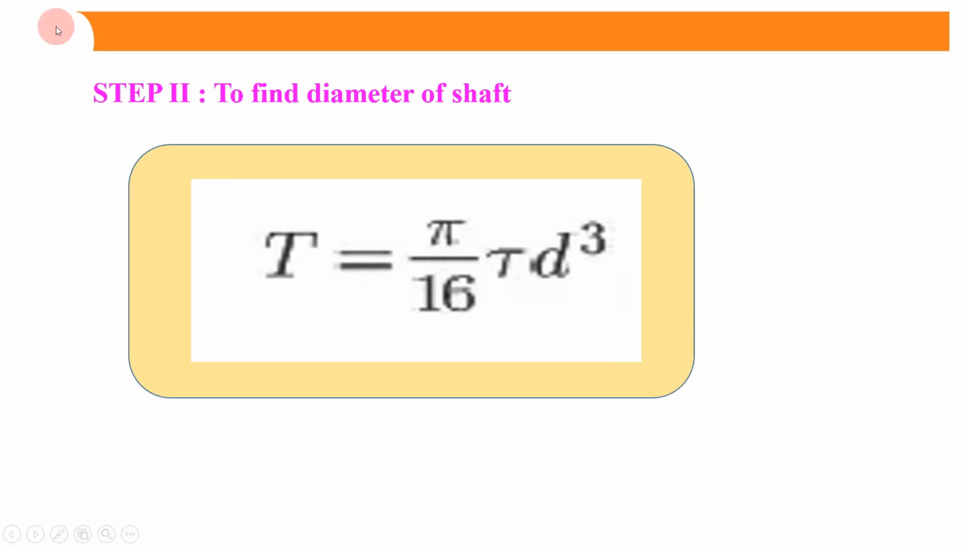Step number 2 is to find out the diameter of shaft. T is equal to pi by 16 into tau into d cube. By this relation we can easily find out the diameter of shaft d, because we have the value of T, pi by 16, and tau, which is given in the numerical.